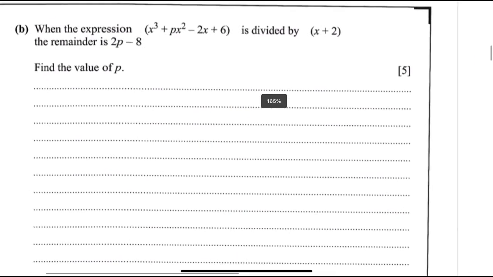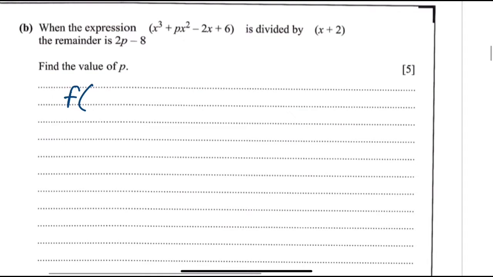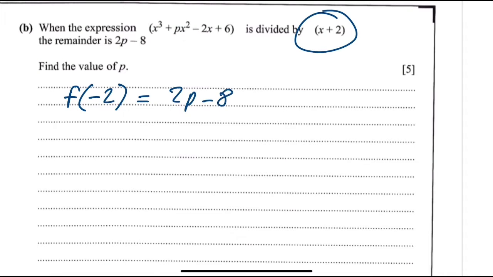Next one. Okay, it says when the expression x cubed plus px squared minus 2x plus 6 is divided by x plus 2, the remainder is 2p minus 8. So this is a remainder theorem question. That means if you divide by this, f of minus 2 is equal to 2p minus 8. We're also going to put the minus 2 into this expression and see what we get.